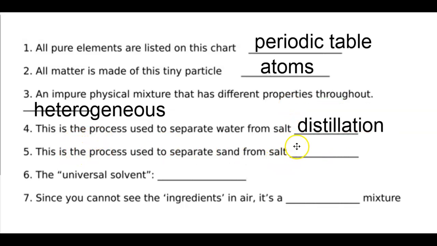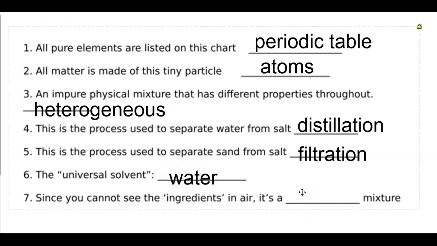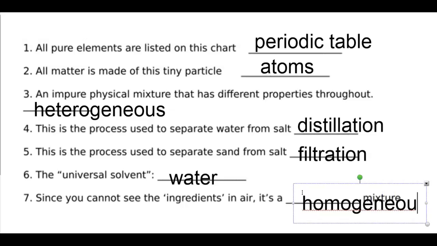The process used to separate water from salt is distillation. The process used to separate sand from salt is filtration. The universal solvent is water, and since you can't see the ingredients in the air, it's homogeneous. A mixture that is so evenly mixed. Take a minute and make sure you have all the right answers and you understand these definitions.